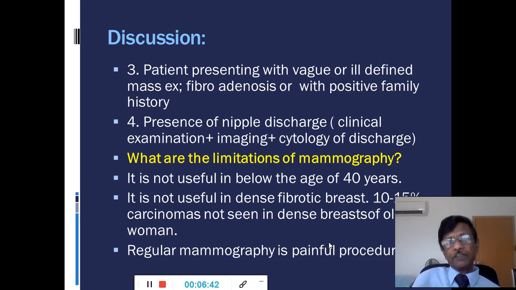What are the limitations of a mammography? Not useful in young women. Yes, it is not useful below the age of 40 years. It is not useful in a dense fibrotic breast, that is, 10 to 15% of carcinomas are not seen in a dense breast of a woman. Regular mammography is a painful procedure, that is one of the limitations.